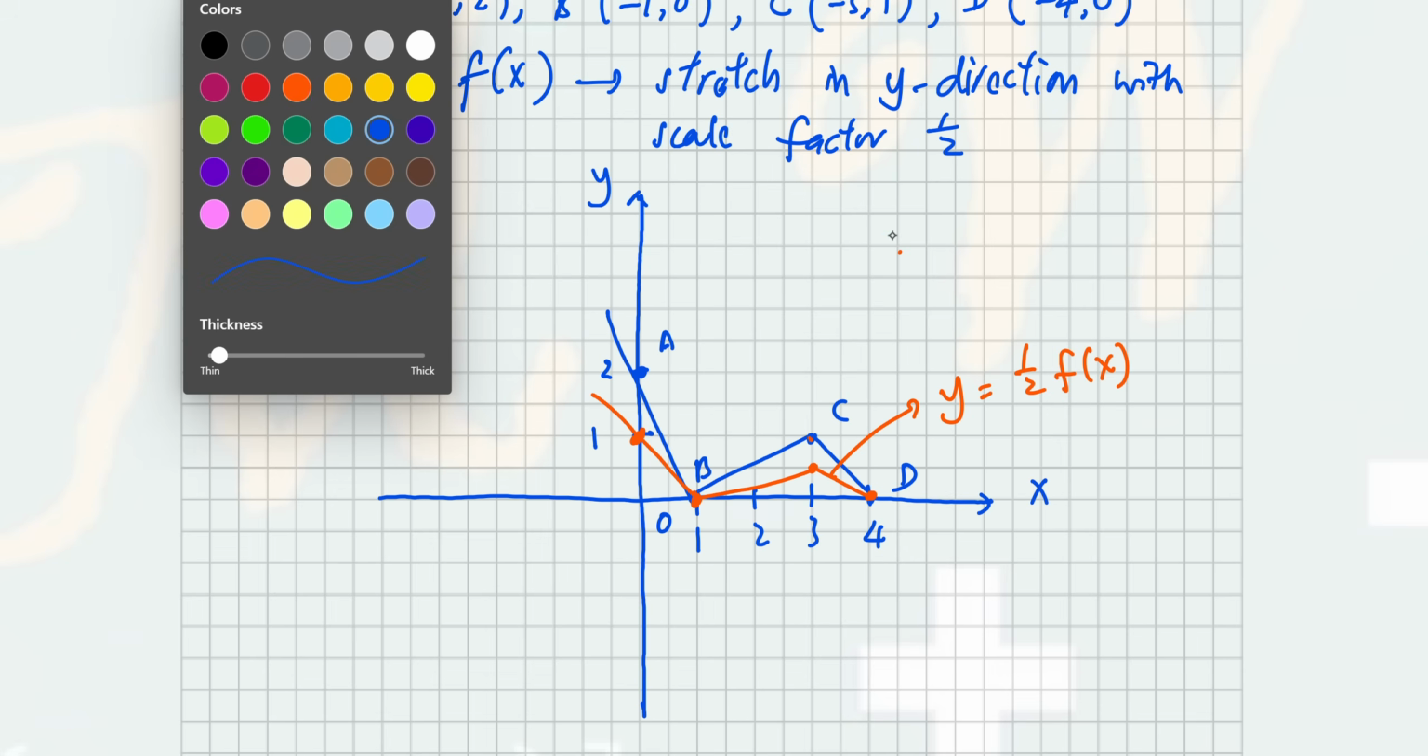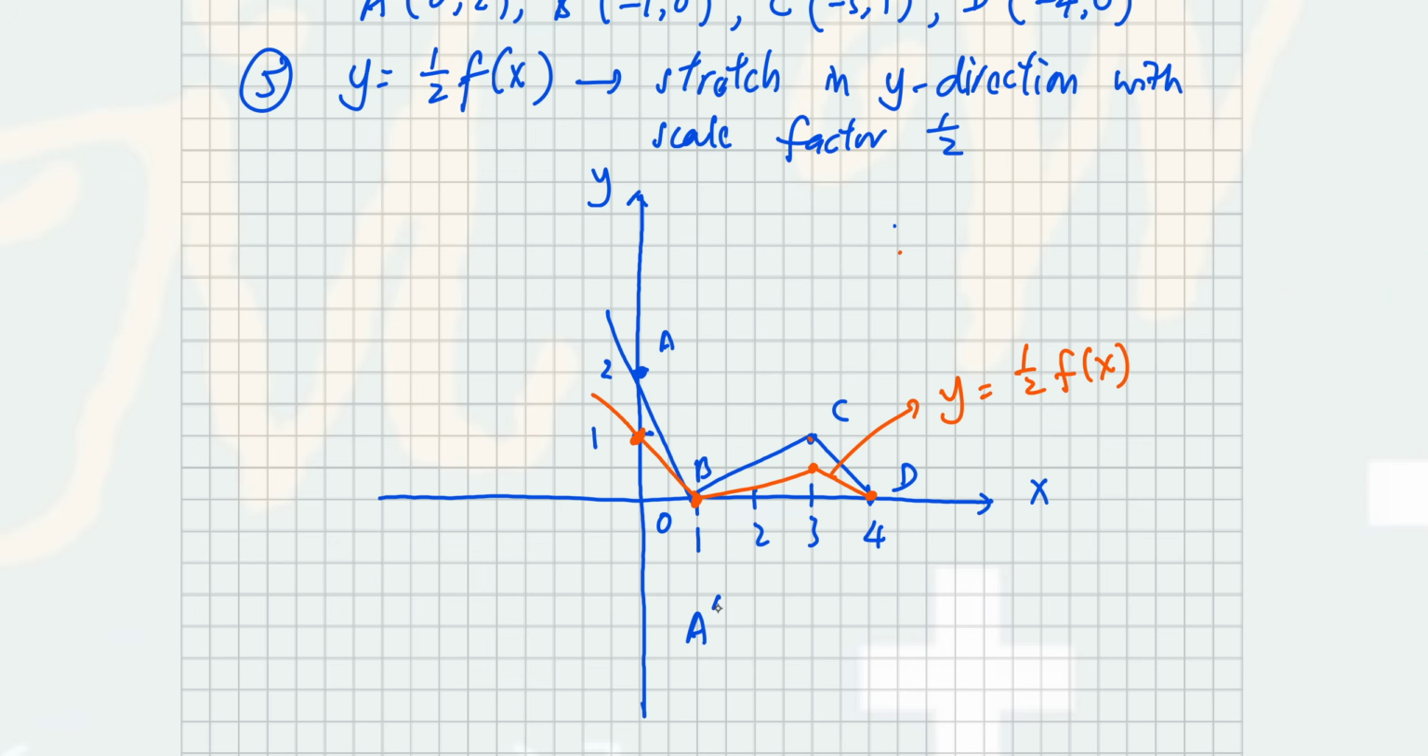Okay, and then the corresponding points, your A prime becomes (0, 1) because you times half to the y coordinates. And then the B prime becomes (1, 0). And then your C prime becomes (3, 1/2). Initially (3, 1), now becomes (3, 1/2). And then the D prime becomes (4, 0), no change. Okay, so that is number 5. Stretch in the y direction.